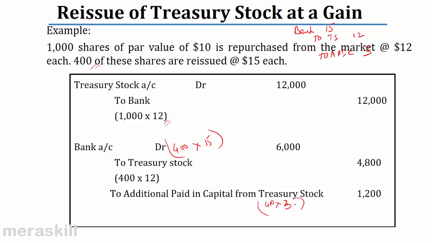So when we bought treasury stock, to bank 12,000, whatever price we bought it at, cost method, whatever cost we bought it at. When we reissue, bank, the money that comes in, to treasury stock, the cost at which we bought, the same value. The difference is either profit or loss. If it's profit, it is taken to APIC from treasury stock. If it is a loss, we adjust it against APIC, if any, otherwise against retained earnings.